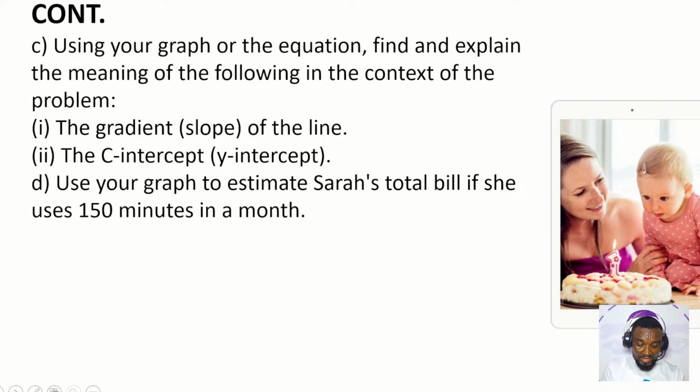The C intercept is the same as the Y intercept. So what does the Y intercept mean? What is it in the first place in the question? What does it mean, right? And then once we are done with that, we'll use that to estimate Sarah's total bill if she uses 150 minutes in a month, right? So we want to estimate the total bill of Sarah if she uses 150 minutes in a month.